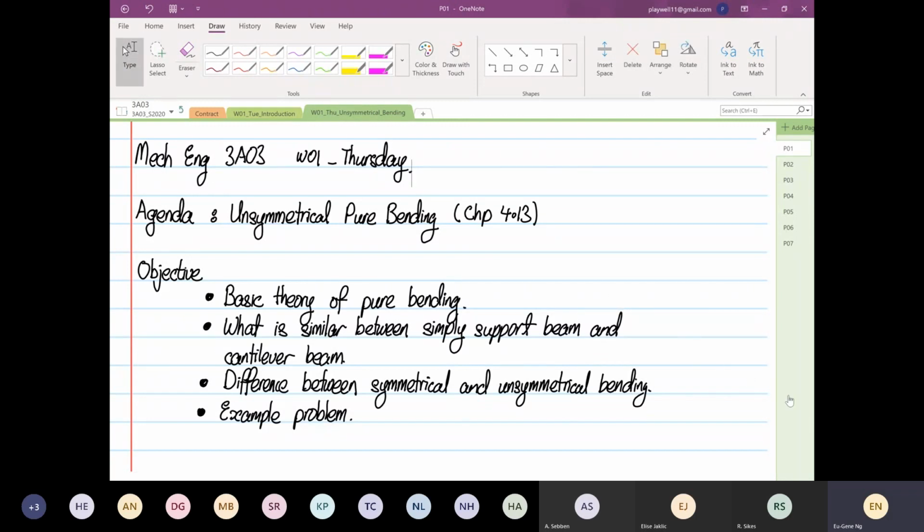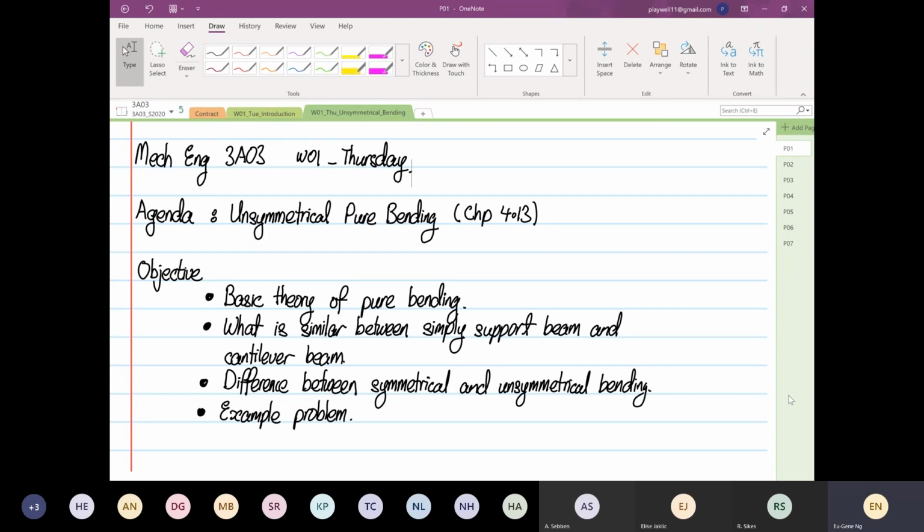If you were to refer to your course textbook, it'll be on chapter 4.13, and I hope some of you have downloaded the course textbook. Okay, it's the one that is by Beer and Johnson.